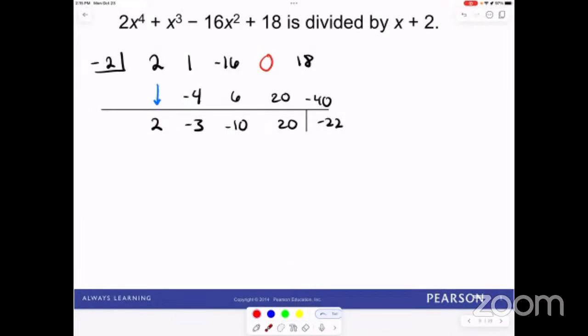Let me see. Because we started with the degree 4 polynomial, now we have what's called the depressed equation. In this case, it's going to be a degree 3 polynomial. It's called depressed because we dropped the degree by 1.